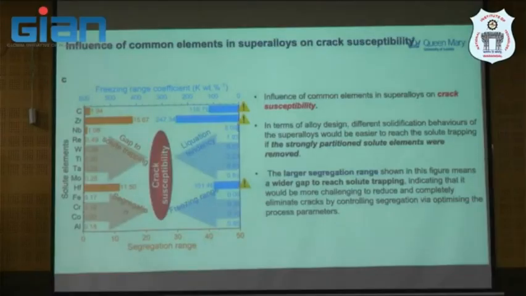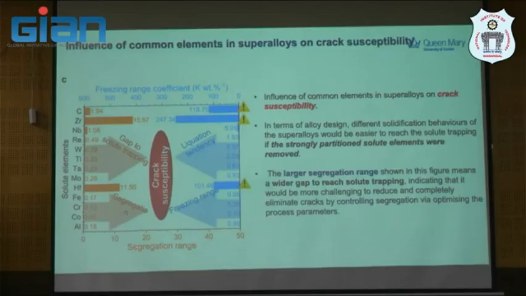But that means this is a suggestion now: the influence of the common elements in superalloy on crack susceptibility. This can be found in the Nature Communications paper if you like, online. So the freezing length will be varied as well based on the process parameter you use. Surprisingly, that means we cannot control it like casting. We know the freezing length is so dynamic in the process.